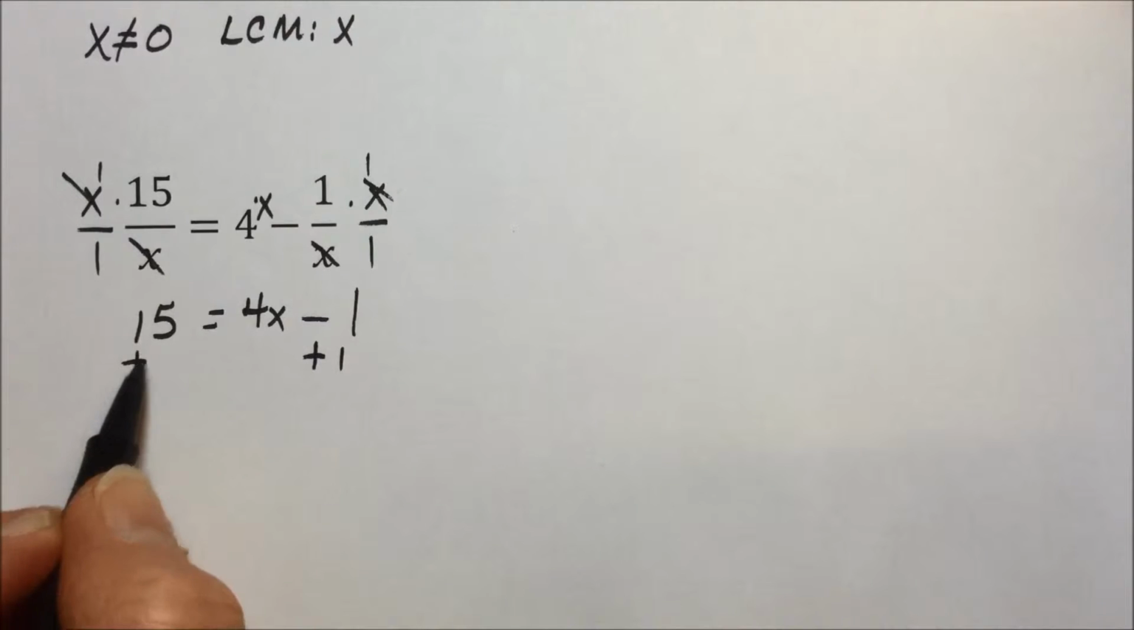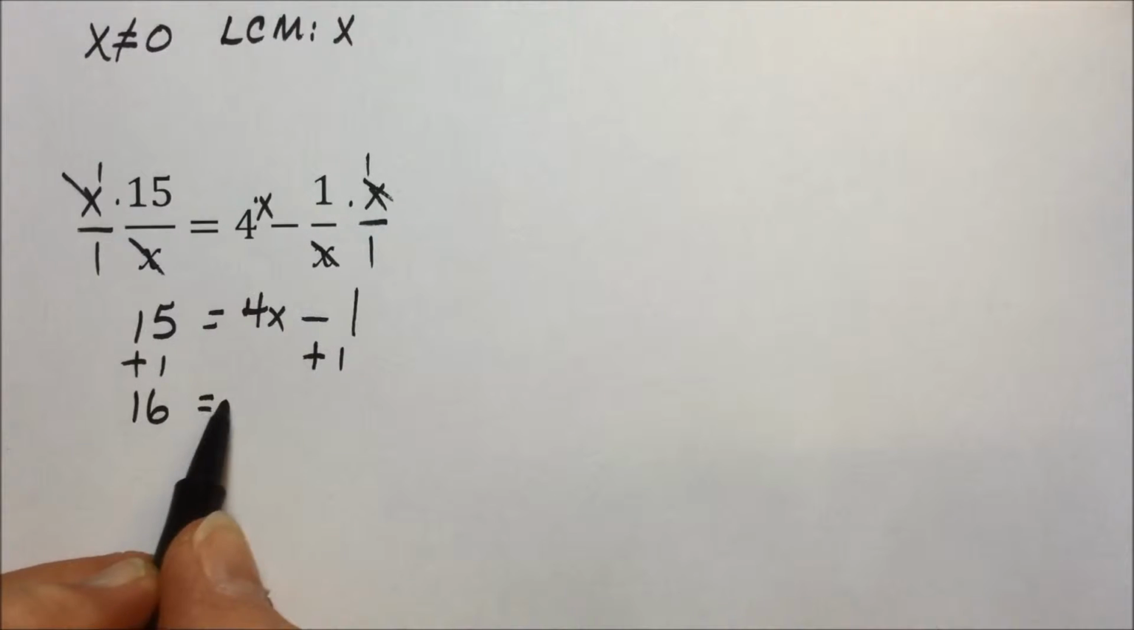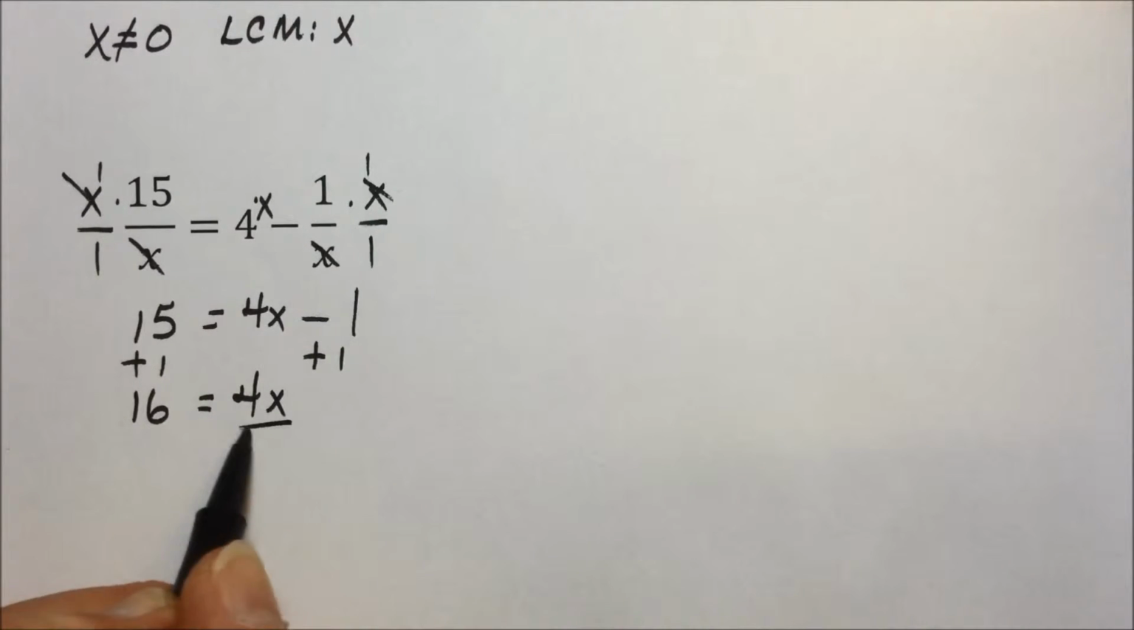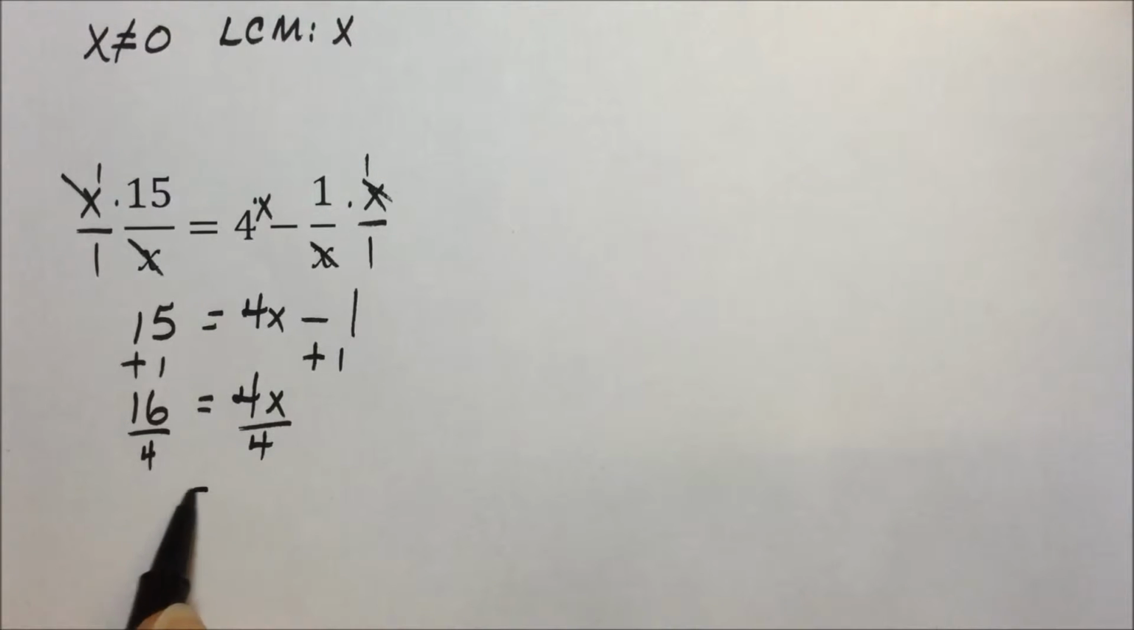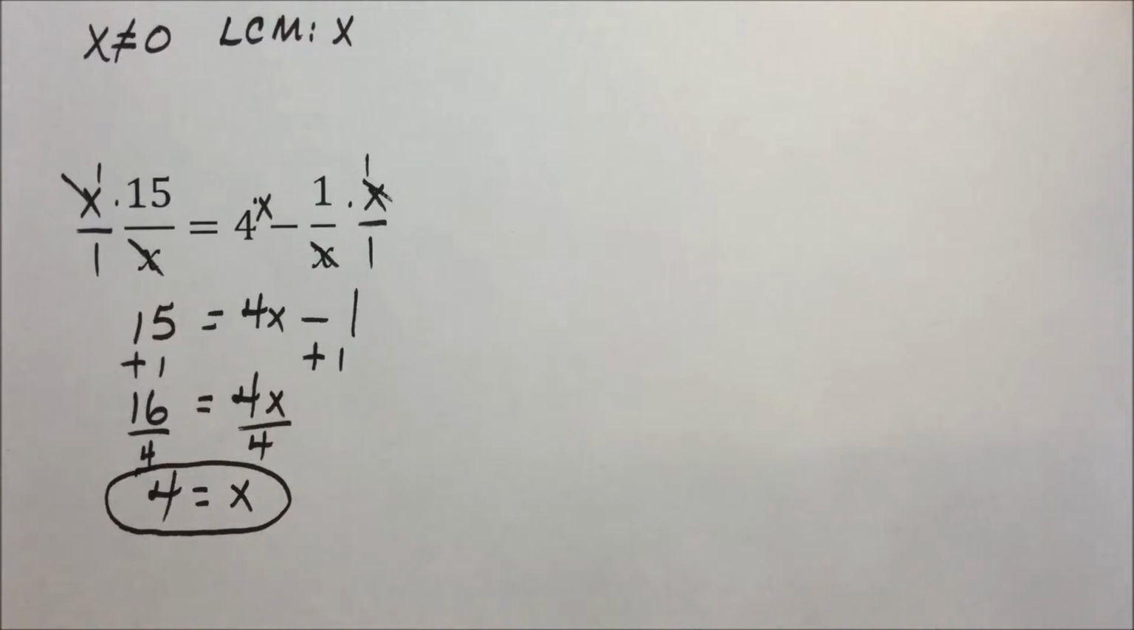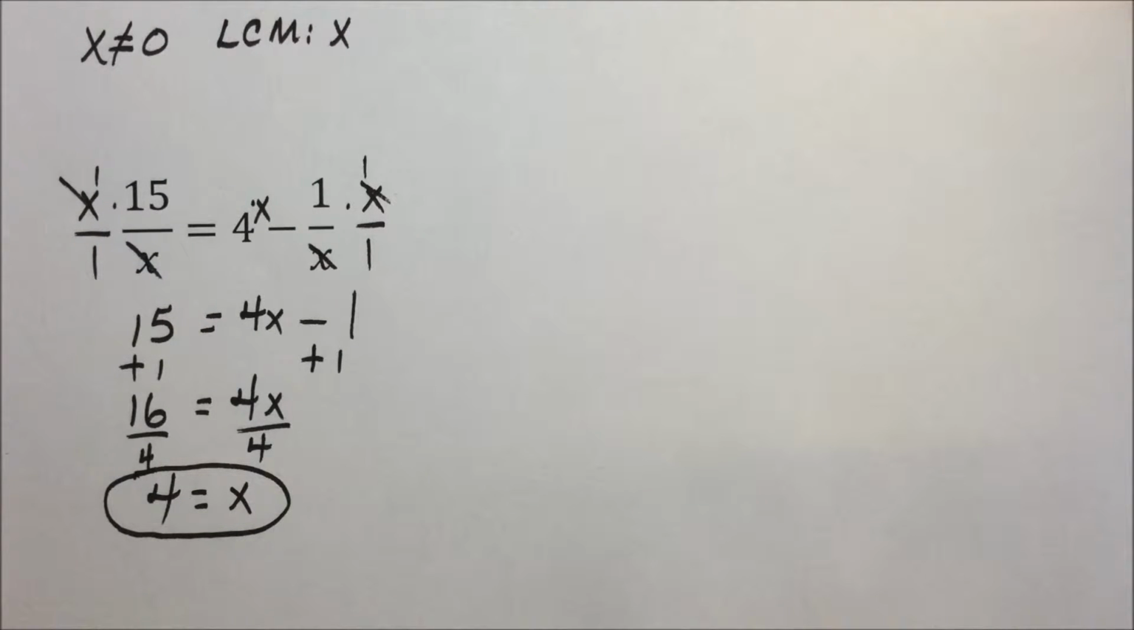We will add a 1 to both sides, giving us 16 is equal to 4x. Divide both sides by 4, and x is equal to 16 divided by 4, or 4. That is not part of our restriction on our variable. So other than checking to make sure that it works, everything looks good for the solution to this problem.